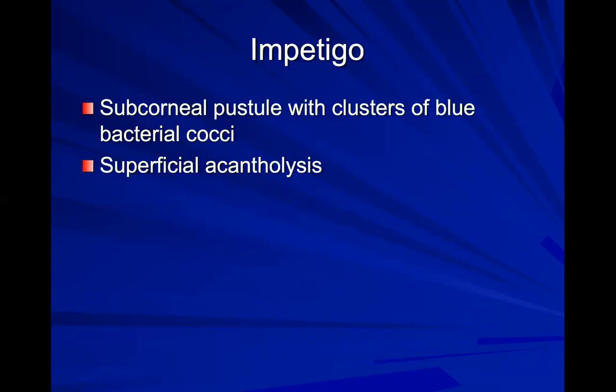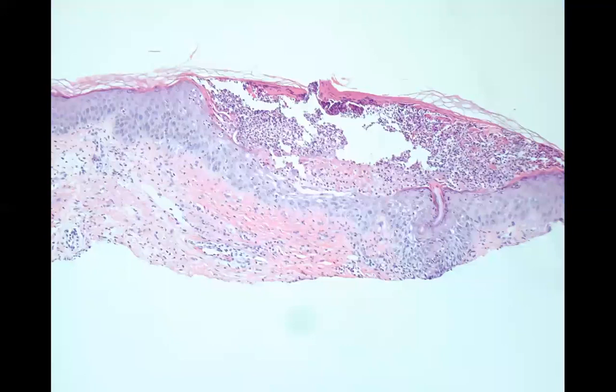So impetigo, this is very common. We see staph on the skin all the time. And commonly you'll see a subcorneal pustule, and you'll be able to see the clusters of blue cocci. Often you can see a blistering version of impetigo with superficial acantholysis.